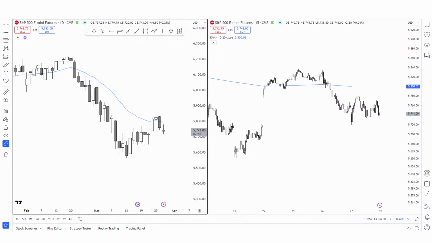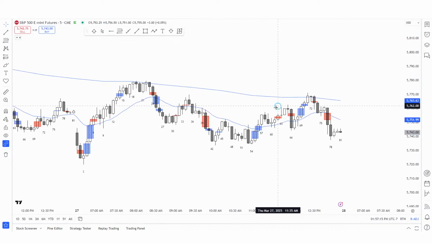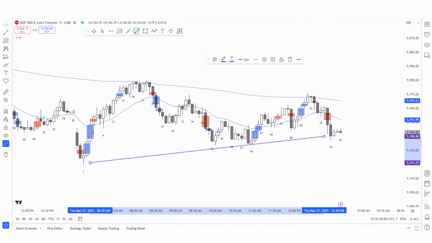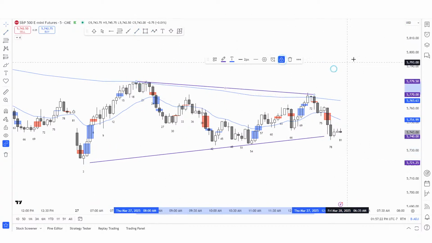Maybe tomorrow's an even tighter trading range. I don't know. Kind of a contracting triangle. That's annoying. Triangles are just annoying to trade in general.